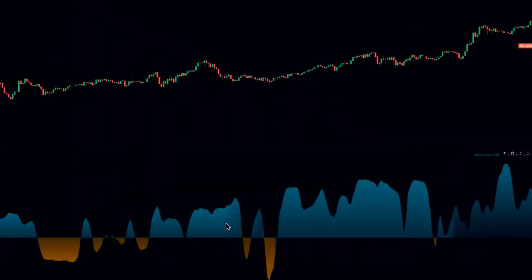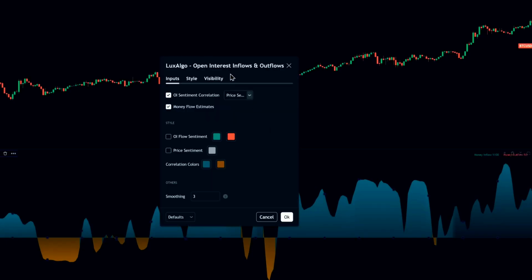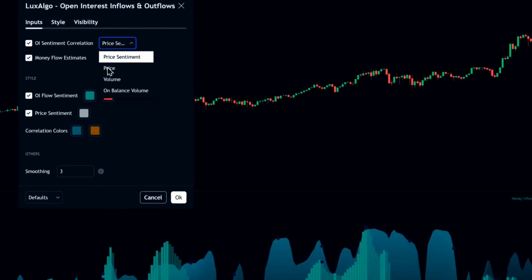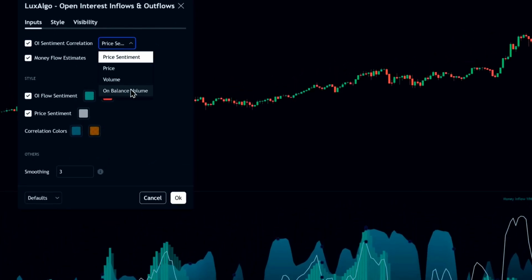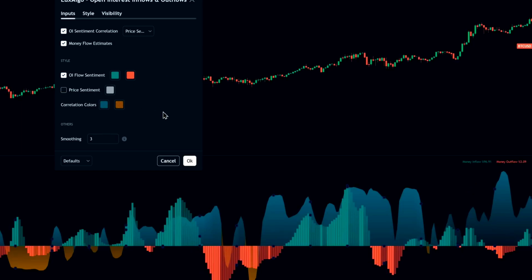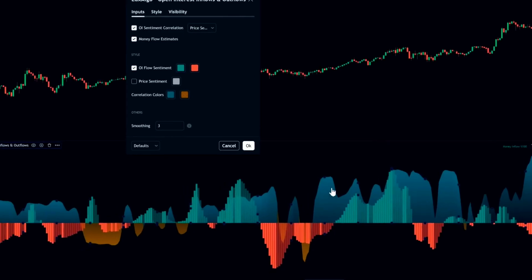Now, let's talk about the open interest sentiment correlation. This shows how the open interest flow sentiment, the histogram, correlates with other data sources like price sentiment, price itself, volume, or unbalanced volume. By default, it's set to correlate with price sentiment. When the correlation is above zero, it adds extra confidence to the signals from the open interest histogram, reinforcing the current trend. If it's below zero, it suggests that the open interest changes aren't aligned with the price movement, signaling a potential shift.